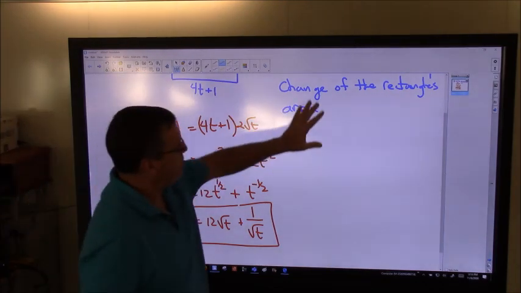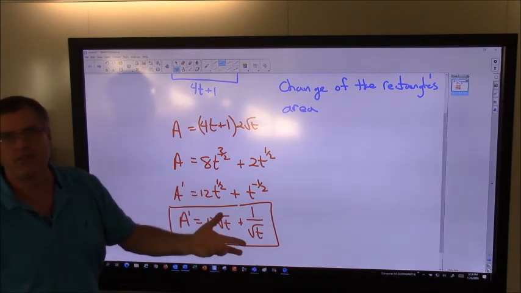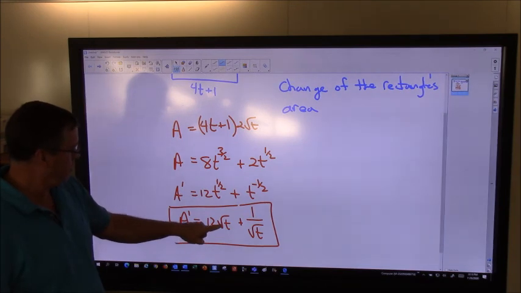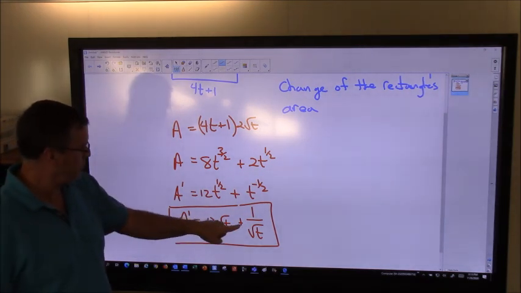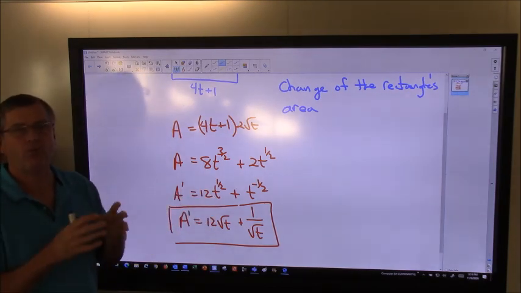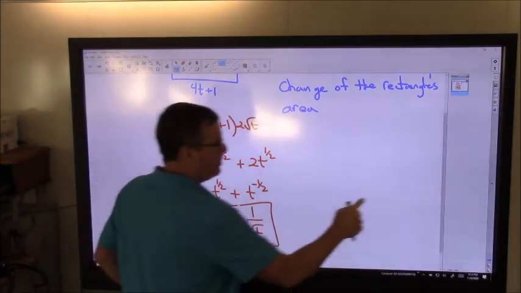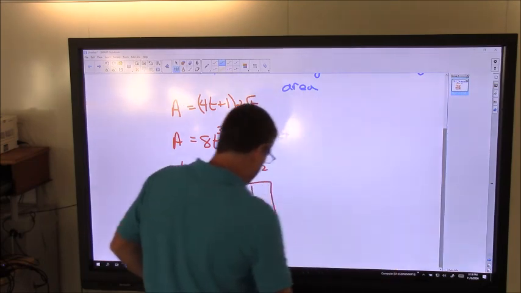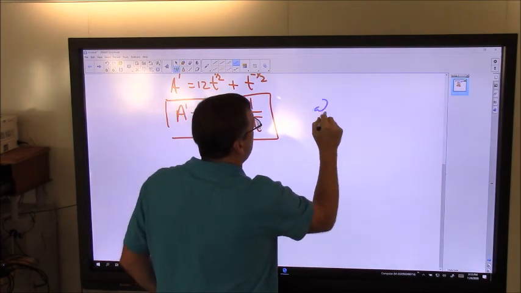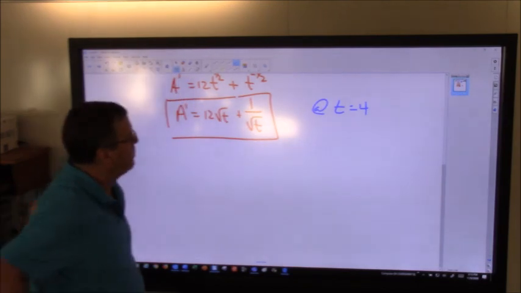Now, if they want to say, you know, at what rate is the rectangle's area changing after 4 seconds, well, then we just plug in a 4 and see what we get. Square root of 4 is 2 times 12, that's 24, plus 1/2, 24.5 square units per second. That's the rate at which it's changing at that moment. And it's really important that we get what we're saying there. Okay, so I just made up 4. There's nothing magical there. I'm just making up a number.